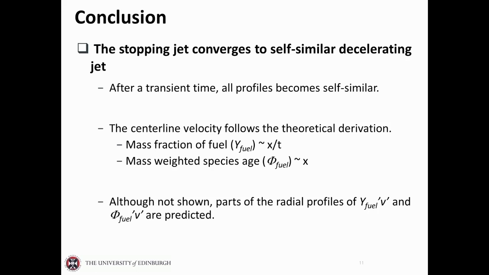So, conclusion: we investigated the stopping jet case, and it turned out that after some transient time, all profiles become self-similar. I only show the mean profiles, but the Reynolds stress has also become self-similar as well. So mass fraction becomes X over T, and then mass weighted species becomes X, and so forth. Okay, thank you.